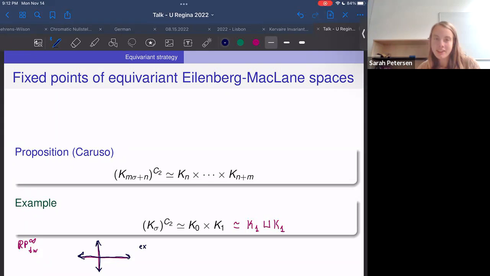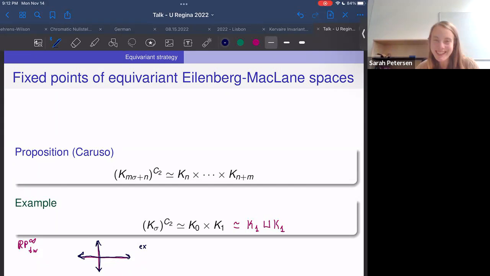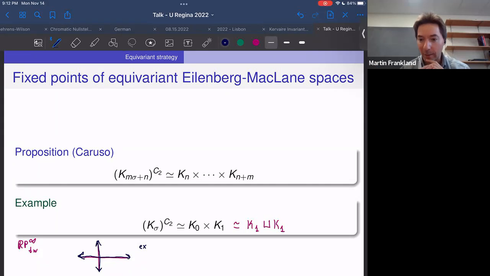No, I think that is right, in terms of how the fixed points are modeled. Yeah, there's got to be some geometry in the background. Yeah, like, yes. Okay, great.